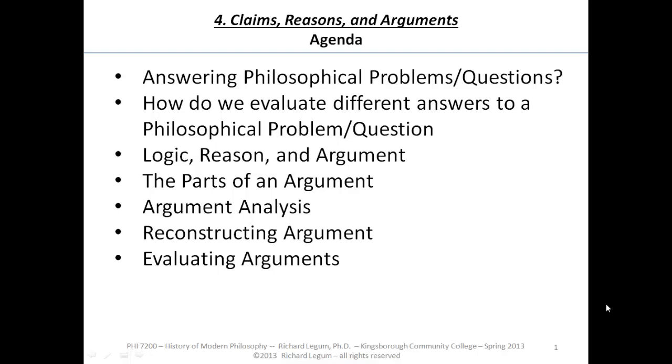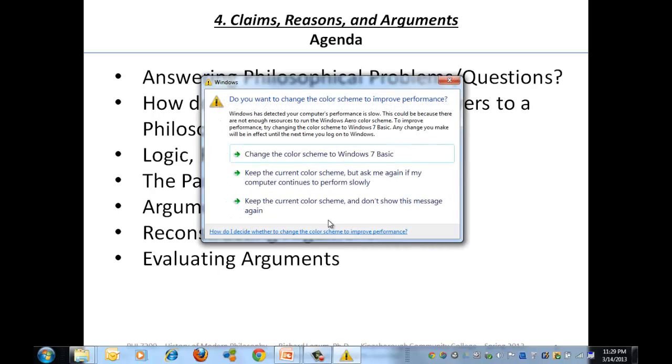analyzing arguments, looking at arguments on both sides of the issue, deciding which ones are good and which ones are not so good, or which ones are better than others. Which leads us into the next question: how do we evaluate different answers to a philosophical problem question? And the way we're going to be doing that is by looking at logic, reason, and argument. And to get that, we're going to talk about what those concepts mean.